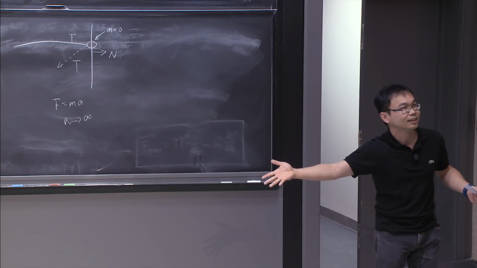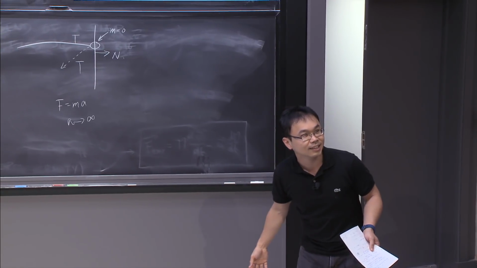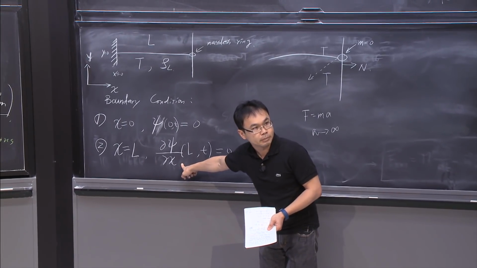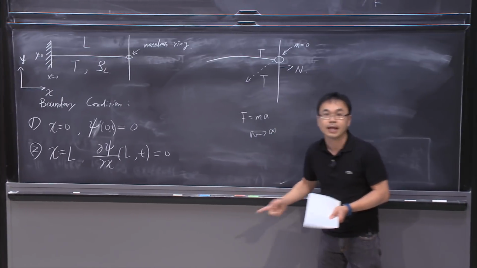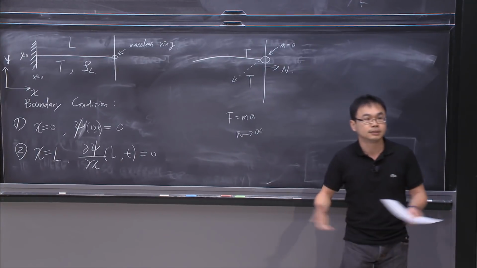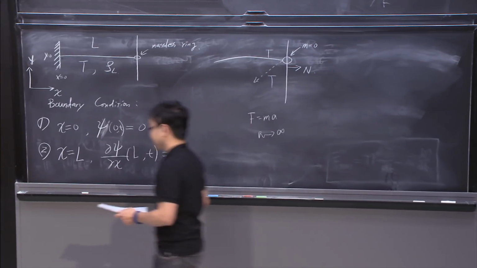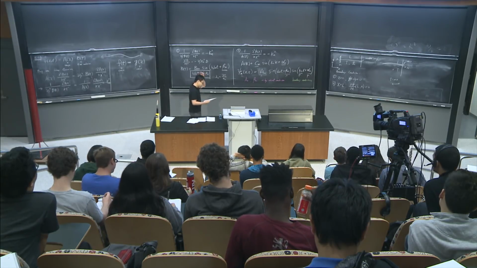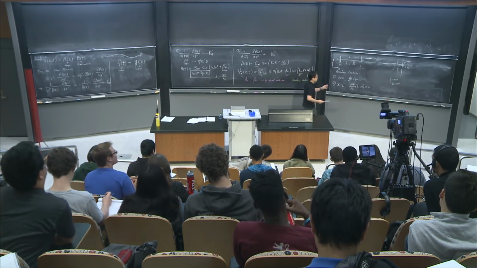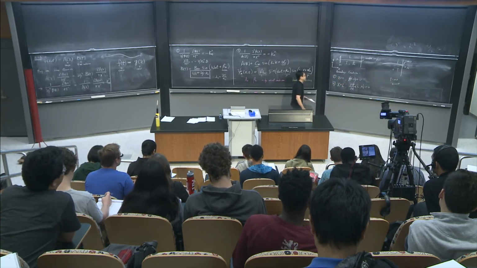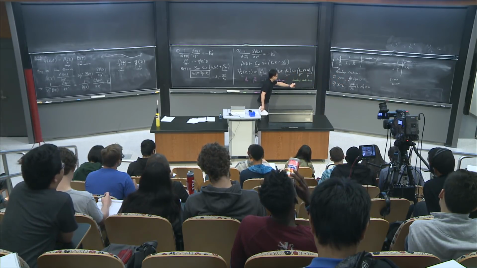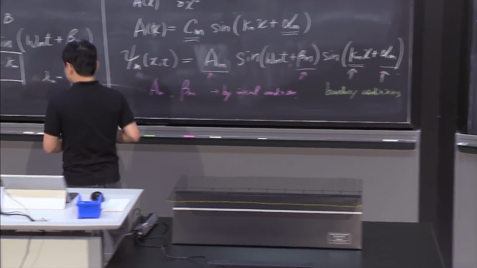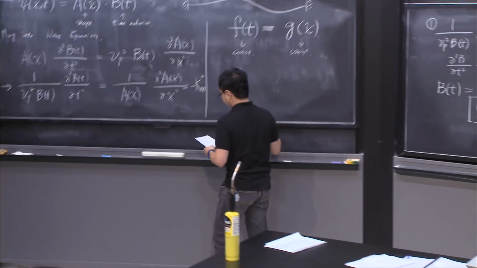Did that happen? No, it didn't happen, right? Therefore, this condition must be satisfied. So the slope of the string cannot be non-zero. Otherwise, some crisis will happen. Okay, very good. So we have the two conditions. The second thing we are going to demonstrate is that these boundary conditions can fix these two constants.